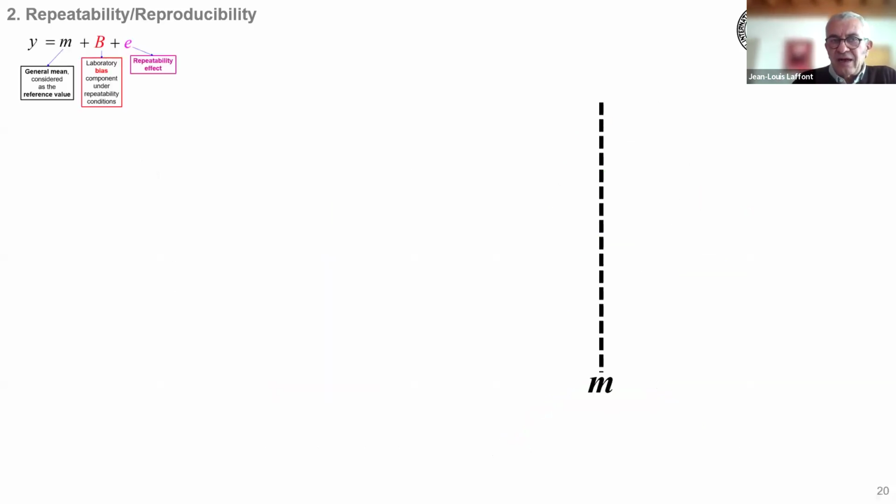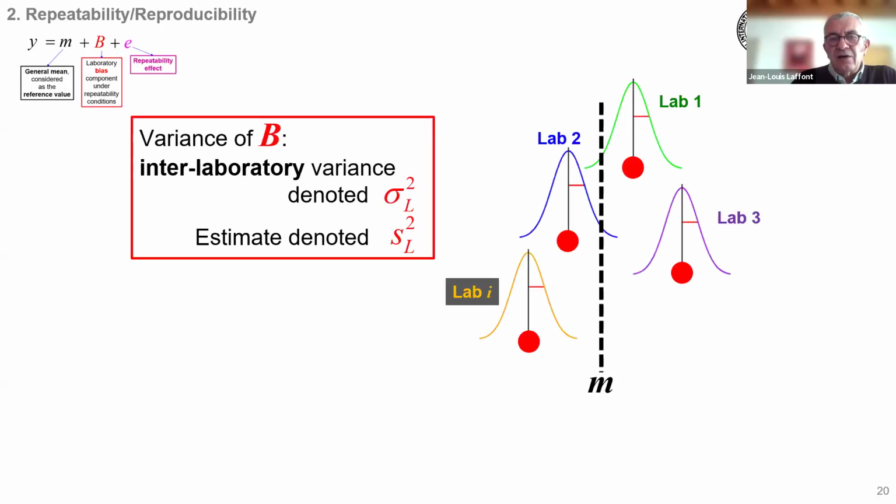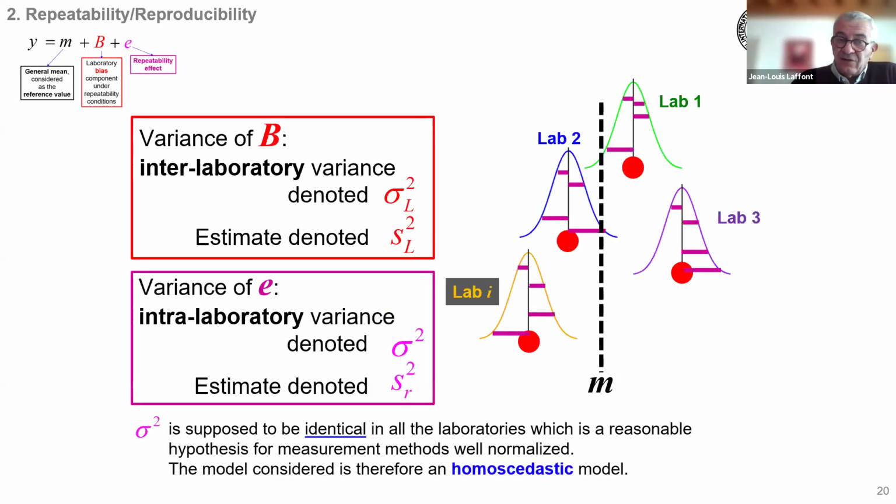Now, from this model, we can derive variances. The first variance we can estimate is the interlaboratory variance. This is the variance across the means of the laboratories. The second variance we can derive is the intralaboratory variance, and we assume that this intralaboratory variance is the same across laboratories. This is a reasonable assumption, which is stated in the ISO 5725 standard, because usually the methods are well normalized.